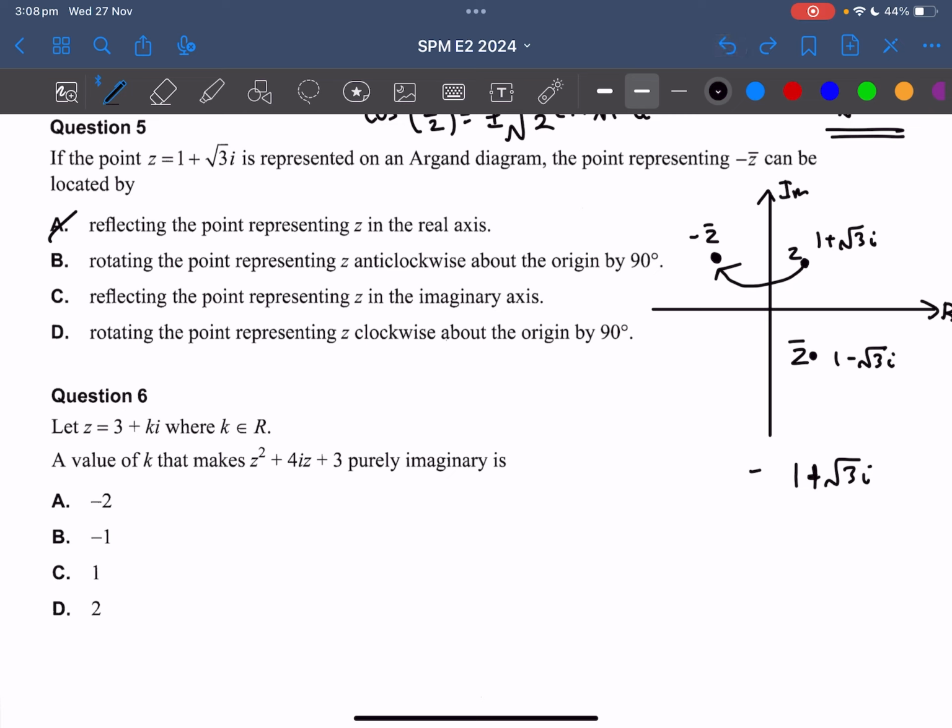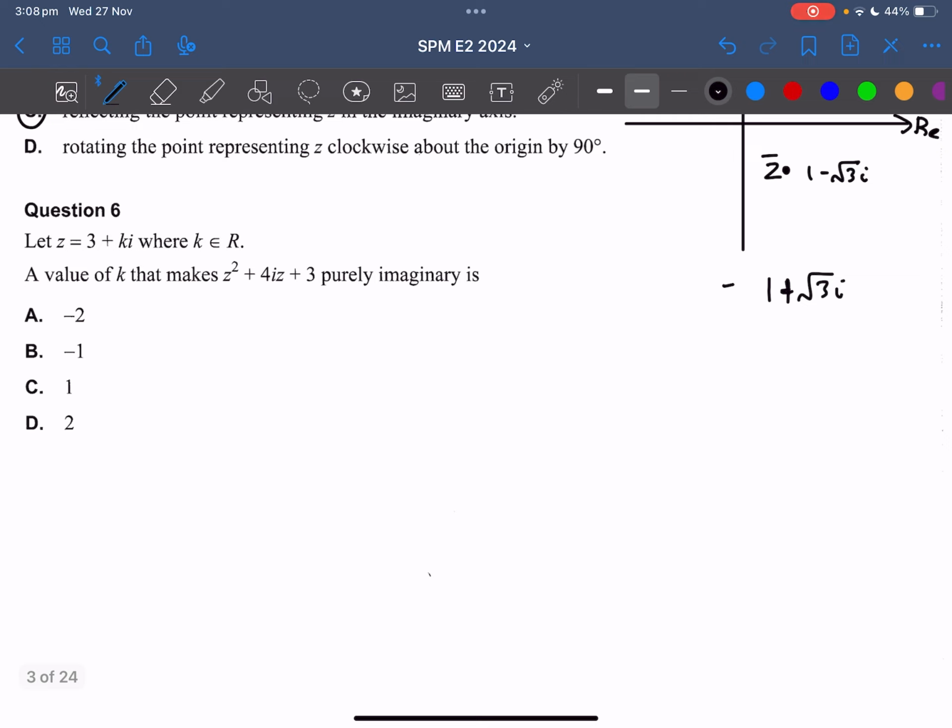Reflecting the point representing z in the imaginary axis. Yeah, that's what we want. So we are reflecting across the imaginary axis. Yeah, option C seems good.